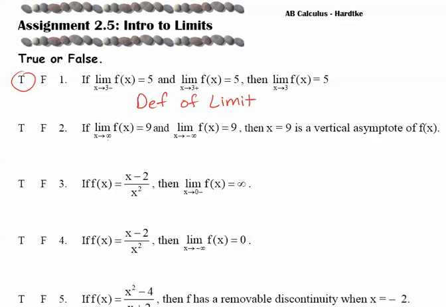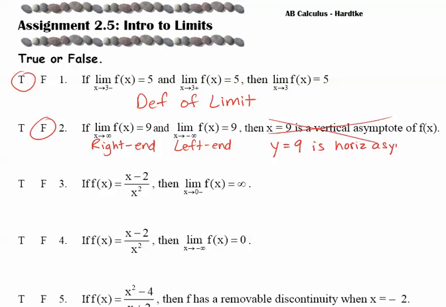In question number 2, as x approaches infinity, this would be the right end behavior of the graph. It approaches 9. And on the negative infinity side, this would be the left end behavior of the graph. The y coordinates also approach 9. So is x equals 9 a vertical asymptote? That would not be true. That would tell us that y equals 9 is a horizontal asymptote. So completely different.